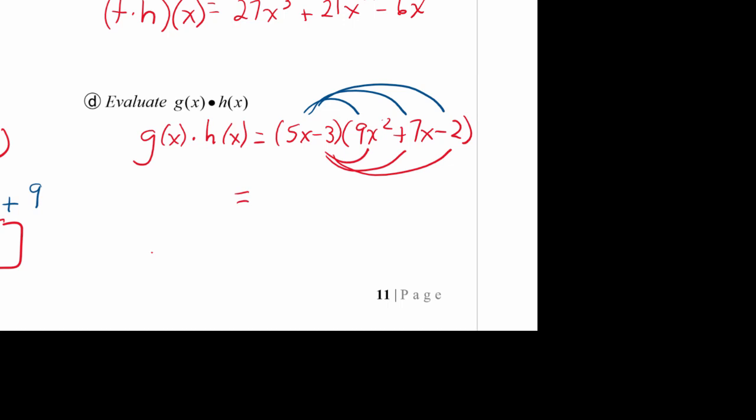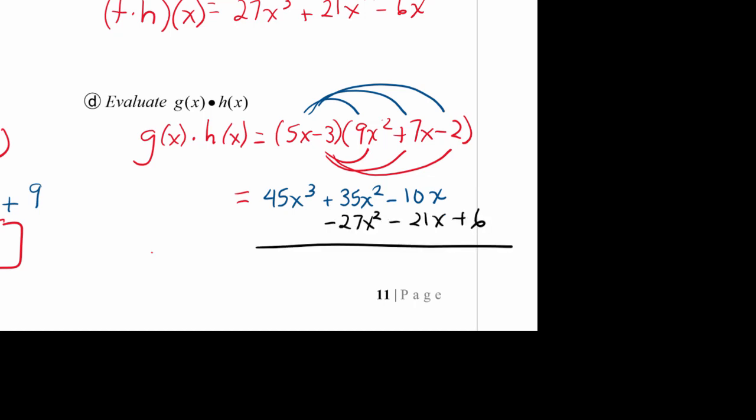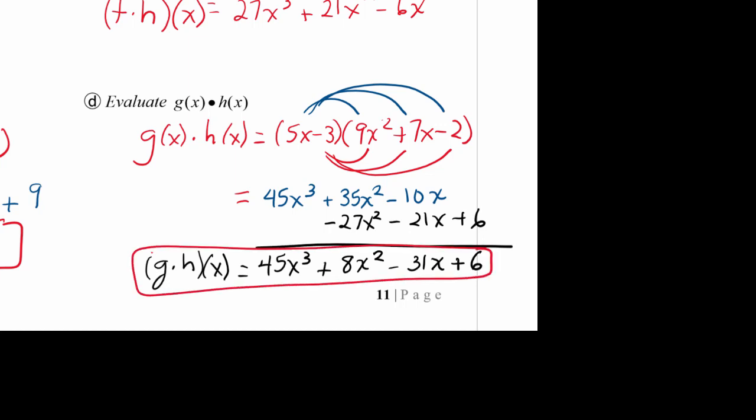So here's what we get. When we distribute the 5x, we get 45x cubed plus 35x squared minus 10x. Now let's distribute the negative 3 and line up the like terms. So we get negative 27x squared minus 21x plus 6. Notice how I've lined up those like terms. And now for our g times h of x function, we are going to get 45x cubed plus 8x squared minus 31x plus 6 as our new product function.